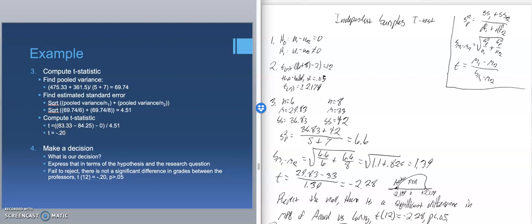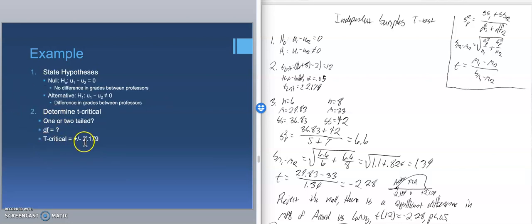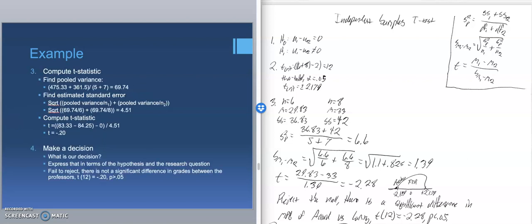We compare that to our T critical of plus or minus 2.179. Is it significant? Nope. All right, so we failed to reject. There's not a significant difference in grades between the two professors. T, parentheses 12 was our DF, same as before, equals negative 0.2. P is greater than 0.05 because we failed to reject. Okay, so you have that example worked out there.